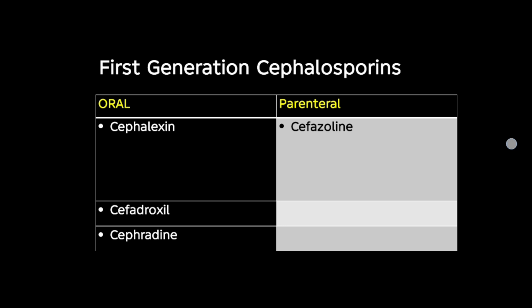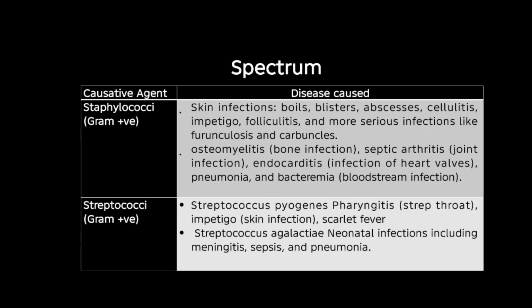Cephradine also comes with the brand name Velocef that is mostly used. And parenterals include cefazolin. If you look at the spectrum of these cephalosporins, first generation cephalosporins are active against gram positive bacteria and they have limited activity against the gram negative bacteria. The gram positive bacteria include Staphylococci and Streptococci. I have mentioned here those bacteria along with the diseases they cause.